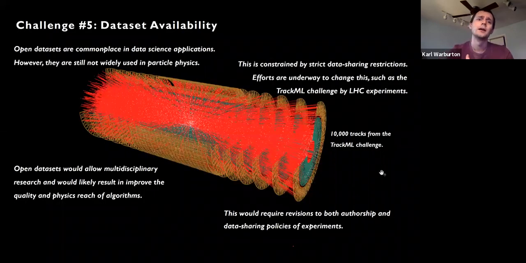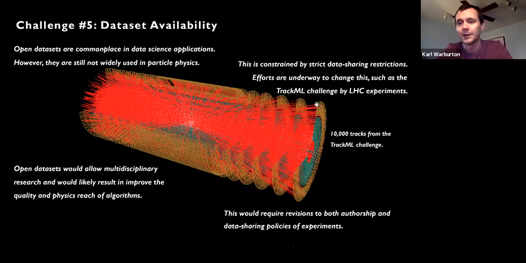Finally, physicists aren't very good at sharing their data. So open data sets are commonplace in data science. They're still really not widely used in particle physics. And this is sort of an artifact of experiments being very worried that someone else will get their data and one up a set of results that they are either in the process of performing or just have performed. So efforts are underway to try and change this.